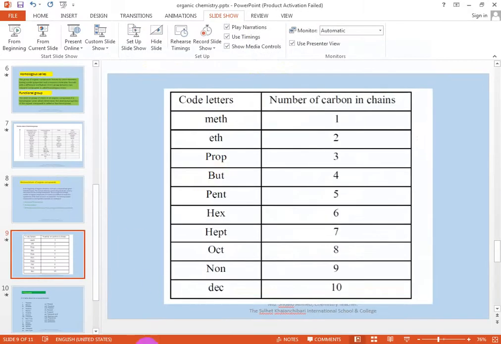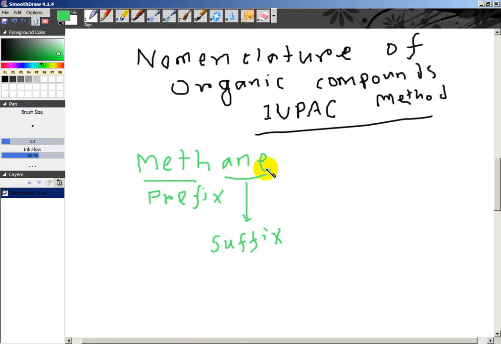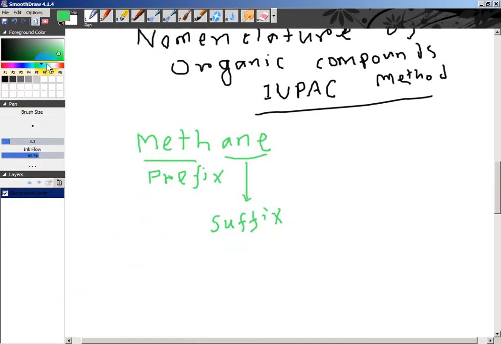So what will be the name of this compound? This is N, the alkane. So what is the general formula of alkane? CnH2n+2. If the suffix is N, it will be alkane. This is alkane.